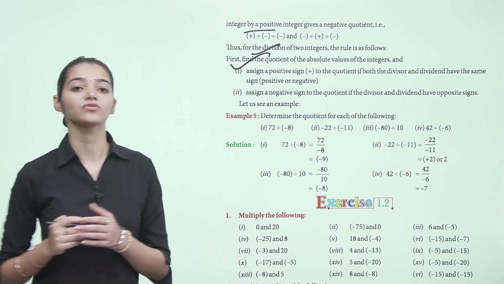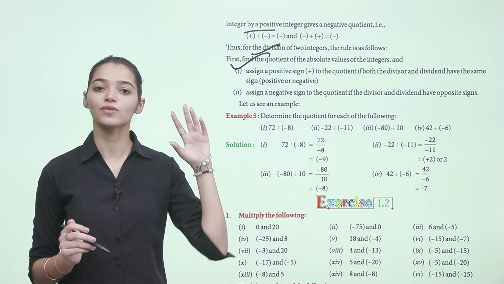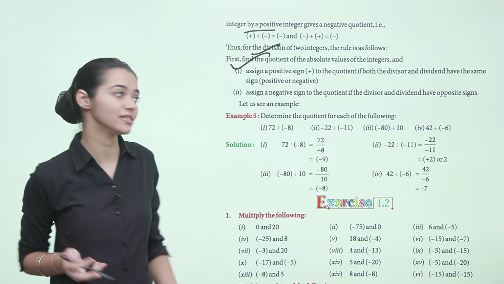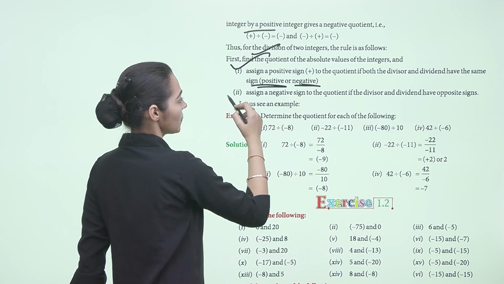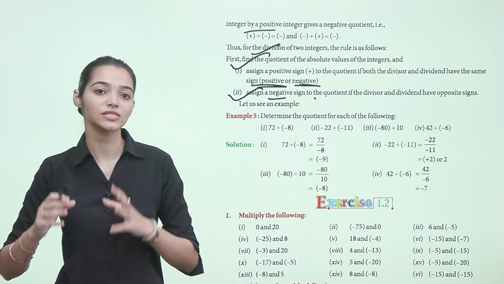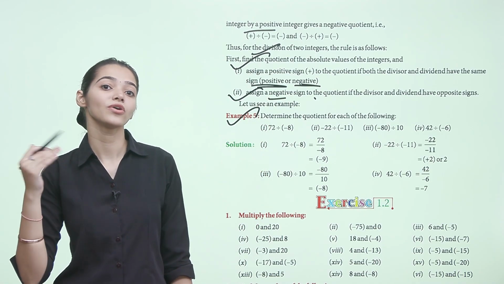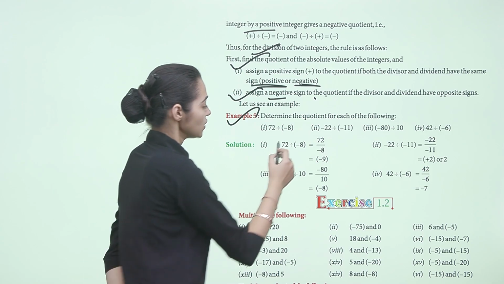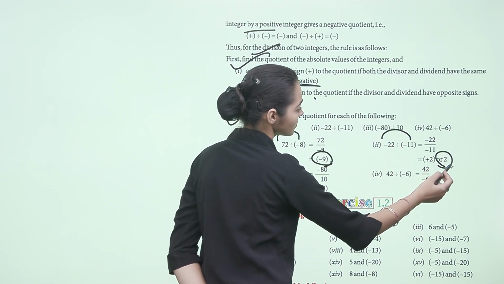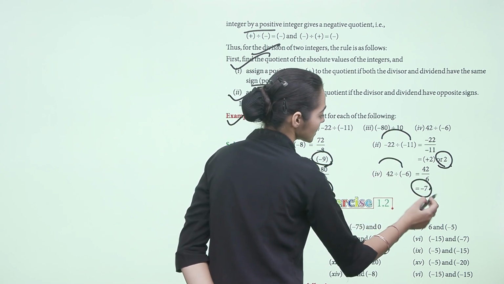Now we have to find the quotient of the absolute values of the integers. We assign a positive sign to the quotient if both divisor and dividend have the same sign, that is either both positive or both negative. We assign a negative sign to the quotient if the divisor and the dividend have opposite signs. Let us see an example. Here in example number 5, we have to determine the quotient for each of the following. When we divide it by 8, we get minus 9. Minus 22 divided by minus 11 gives us 2. Minus 80 divided by 10 is minus 8. 42 divided by minus 6 is minus 7.